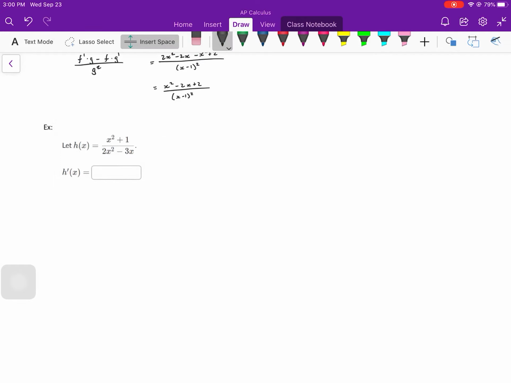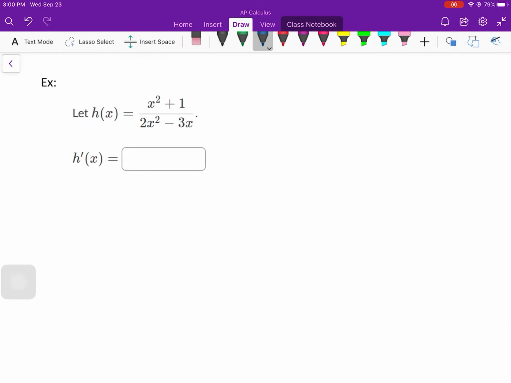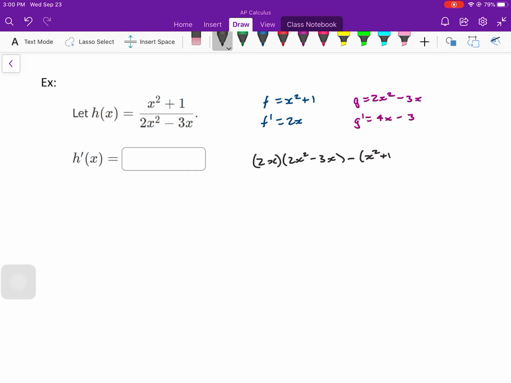Okay, this one's a little more difficult. So we'll go through this one as well. F is x squared plus 1. So f prime is 2x. And then g is the one that kind of ruins this one. So g is 2x squared minus 3x. So g prime is 4x minus 3. So once again, f prime times g, so 2x times 2x squared minus 3x, minus f times g prime, so f is x squared plus 1 times g prime is 4x minus 3. Then all of this over g squared.